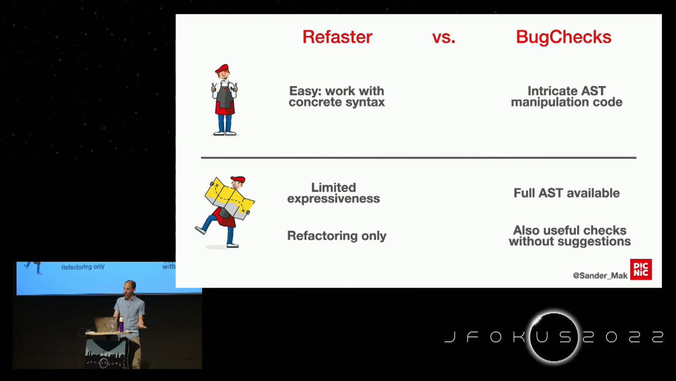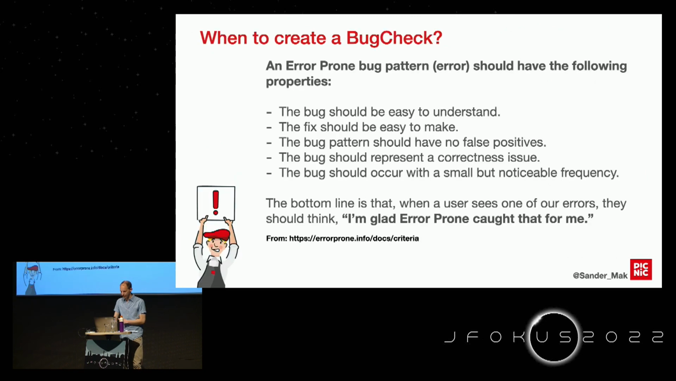Refaster is also about refactoring, so rewriting code from one version to another. Whereas BugChecks can also be warnings, right? And they don't necessarily have to give a suggested fix. So that's also a difference between these two approaches. Both have their place, and then you need to choose based on the complexity what you actually need.